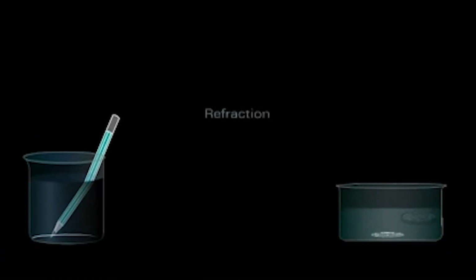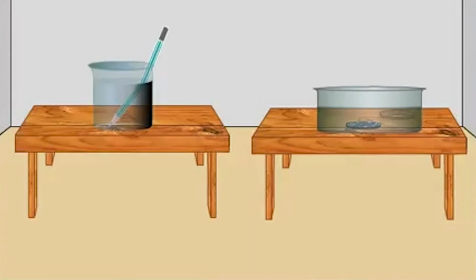Refraction. Here you can see a pencil dipped in a glass beaker and a coin placed at the bottom of a trough. What do you observe? The pencil looks bent and the coin appears raised.